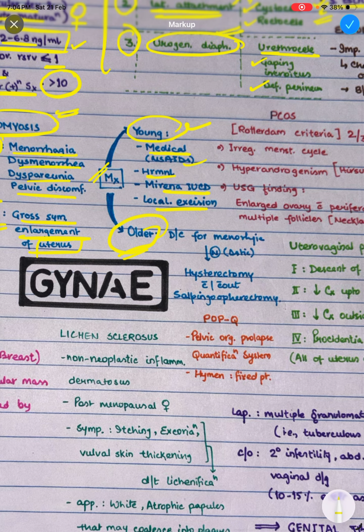Next come the older females who have adenomyosis. In this, we do dilatation and curettage for menorrhagia. Dilatation and curettage is also a diagnostic test.